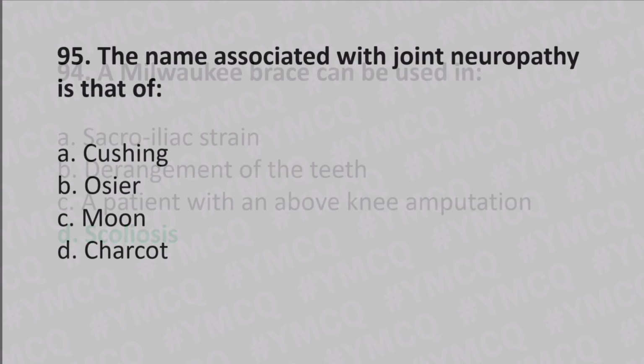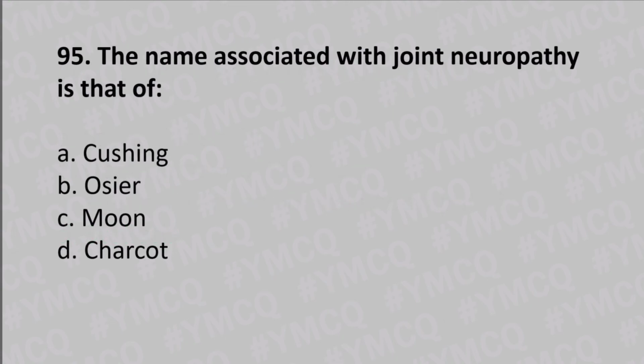Moving to our 95th question, the name associated with joint neuropathy is that of Option A, Cushing. Option B, Oyster. Option C, Moon. Option D, Charcot. And the answer is Option D, Charcot.